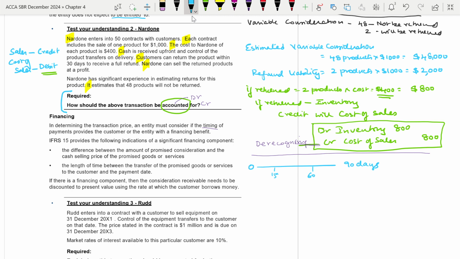In a transaction price, the entity must consider if the timing of the payments provides the customer with a financing benefit. Even 1% makes a huge difference. IFRS 15 provides the indication: significant financing component. The difference between the promised consideration and the cash selling price of the promised goods or services. You see, they are using the word cash selling price.